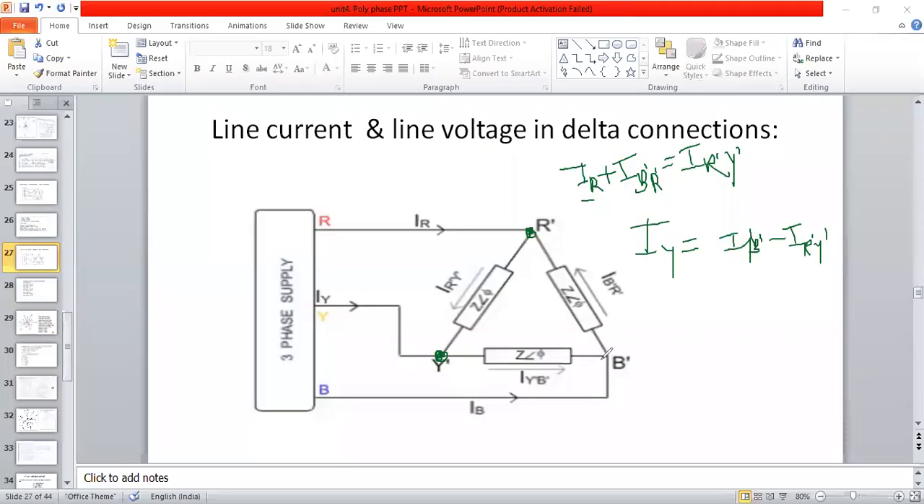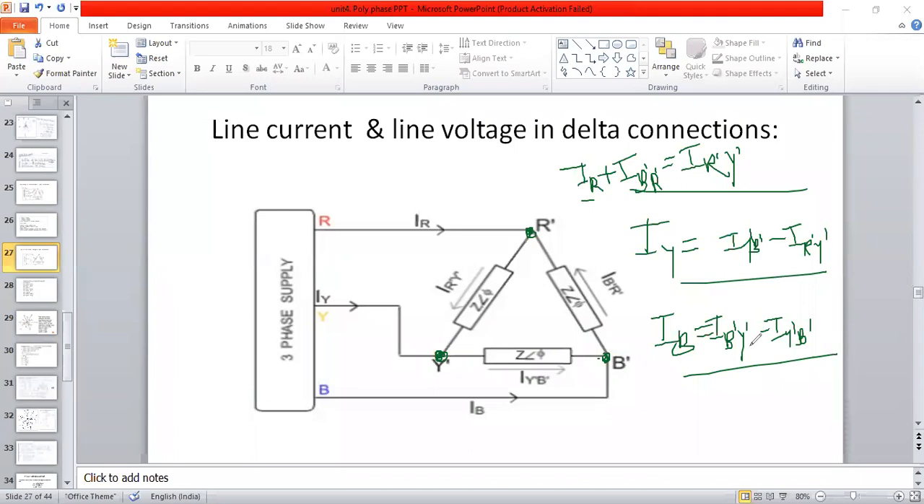Next, similarly, applying Kirchhoff's current law to the junction B here now. I Y'B' is coming towards it. IB is the line current. IB equal to I B'R', this is the outgoing current, minus I Y'B'. So these are the current equations we have derived here now. The line current is equal to these phase currents.